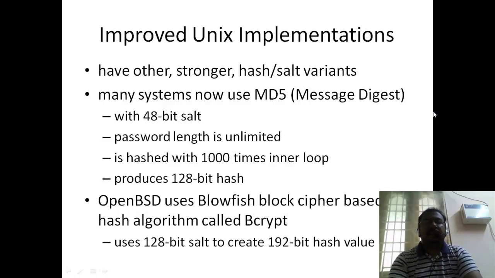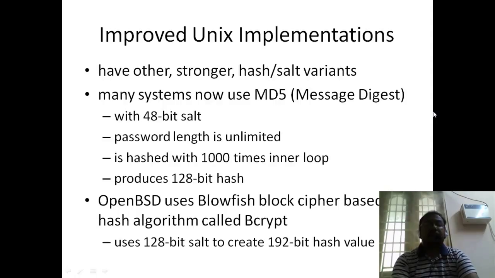So next we are going to see the improved UNIX implementations. Here we have the other stronger hash or salt variants. Many systems use what is called MD5. It is nothing but the message digest algorithm with a 48-bit salt, and the password length is unlimited here. It is also hashed with a 100 times inner loop. It also produces a 128-bit hash.